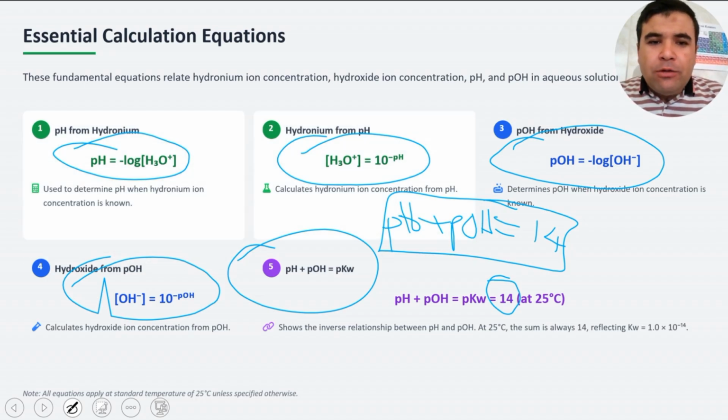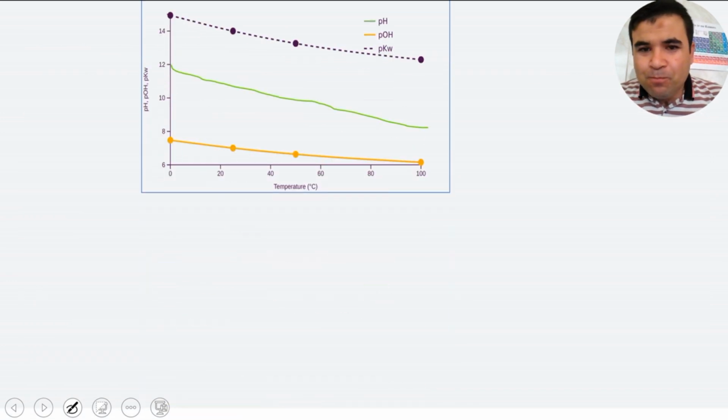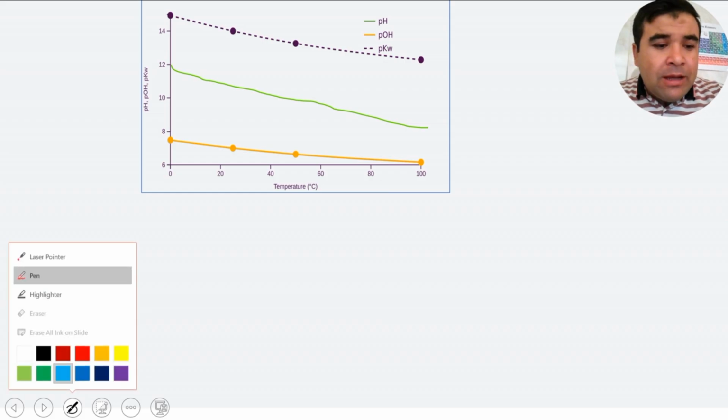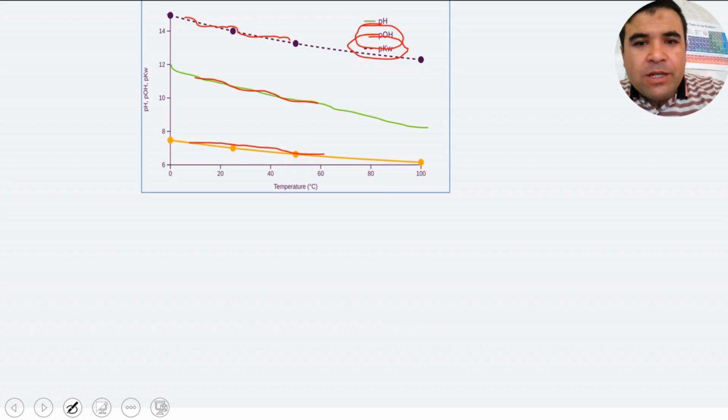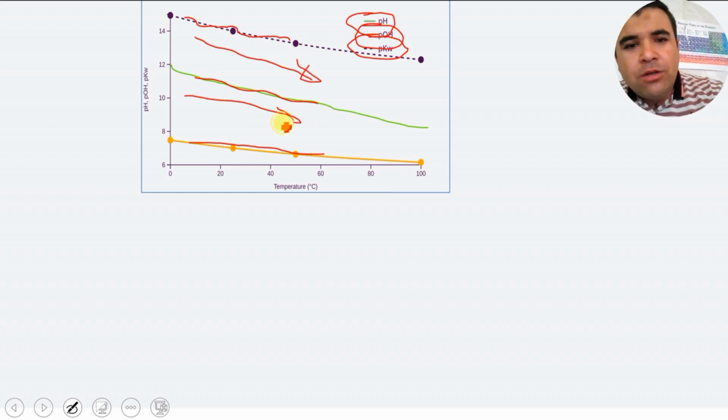So we will be talking about the relations. Now it's time to talk about the relations, guys. Relation of what? Relation of pH, pOH, pKw with temperature, guys. Here the graph represents the relation. The black dashed graph represents what? The pKw. And then the orange one represents the pOH, and then the green one represents what? pH. As you can see, all these 3 values are going to be reduced. There is reduction in those values as the temperature increases.